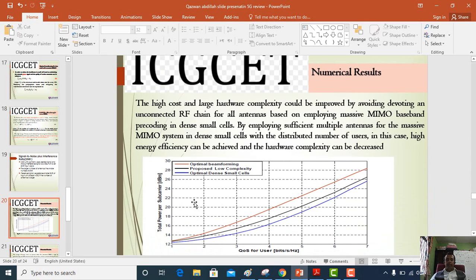In the numerical result, we can see that the high cost and large hardware complexity could be improved by avoiding devoting a connected RF chain to each antenna, employing massive MIMO baseband processing in dense small cells, by employing sufficient multiple antennas for the massive MIMO system.